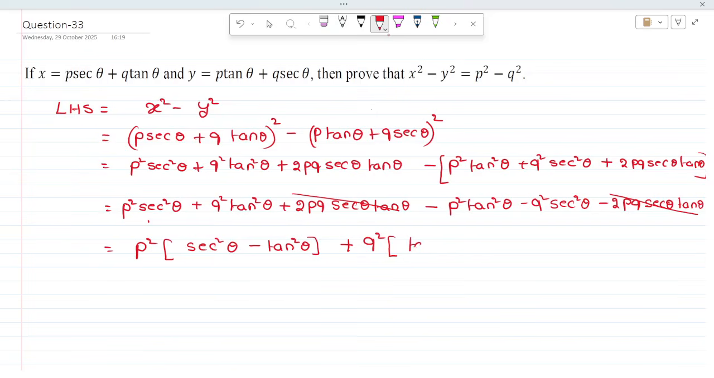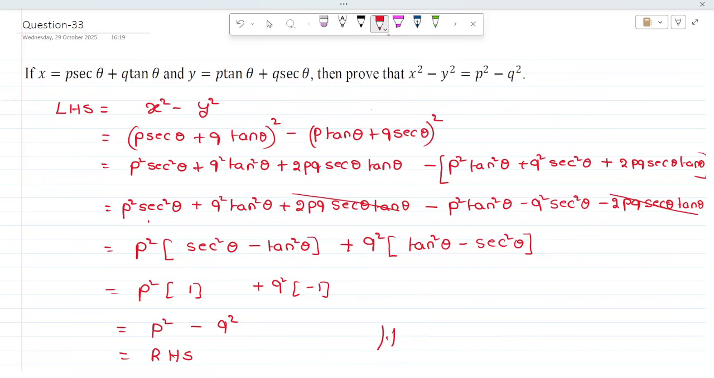What will be left? Tan square theta minus secant square theta. P square into 1 plus q square into minus 1. So from here, p square minus q square. That is only our RHS or not? Yes. Hence proved. You should write all these steps. Clear? Understand? Clear? Let's go to the next.